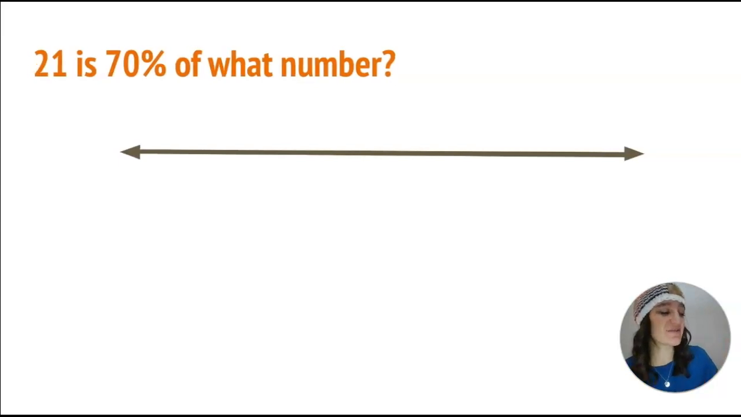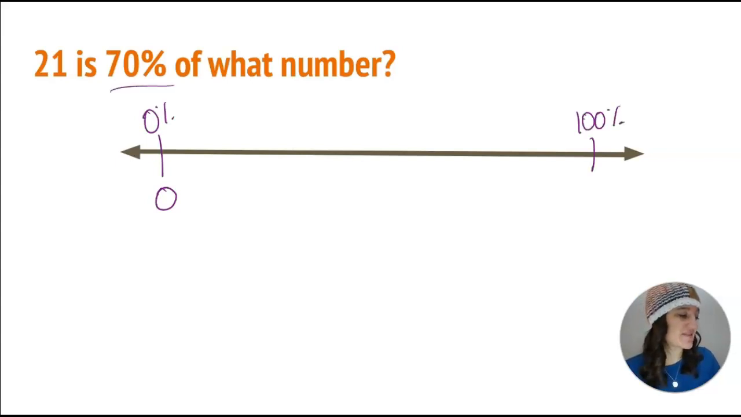First thing we're going to do is label. Next thing we're going to do, let's put the 70% in there. And let's put the 21 in there. 21 is 70%, so it's going to go straight down there, isn't it?